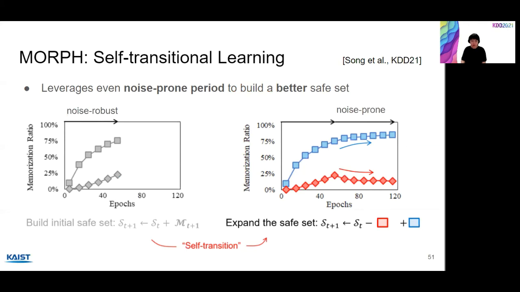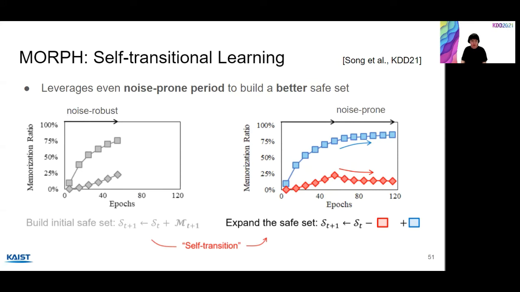As you can see, the red box in the figure on the right side is incorrectly included in the previous safe set. So we will remove the incorrect one from the safe set, while the blue box is the examples not included in the previous phase. So we further add those kinds of examples to the safe set during the noise-prone period.